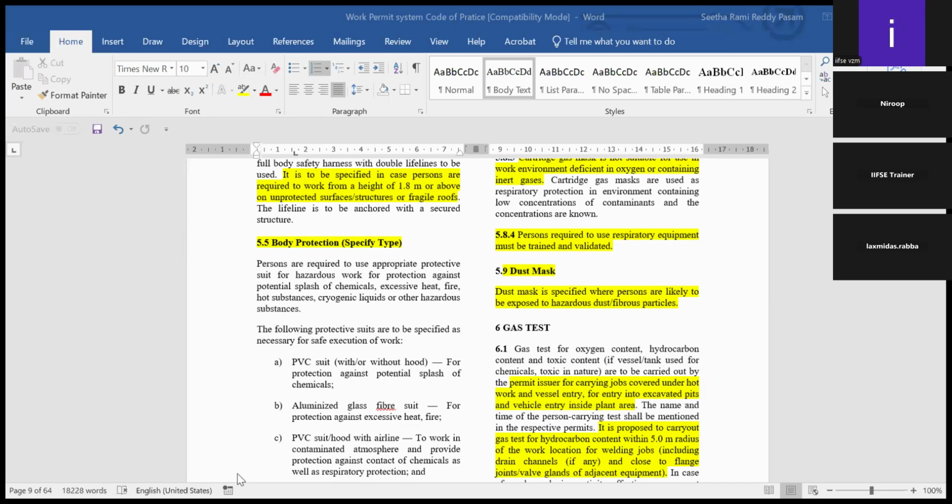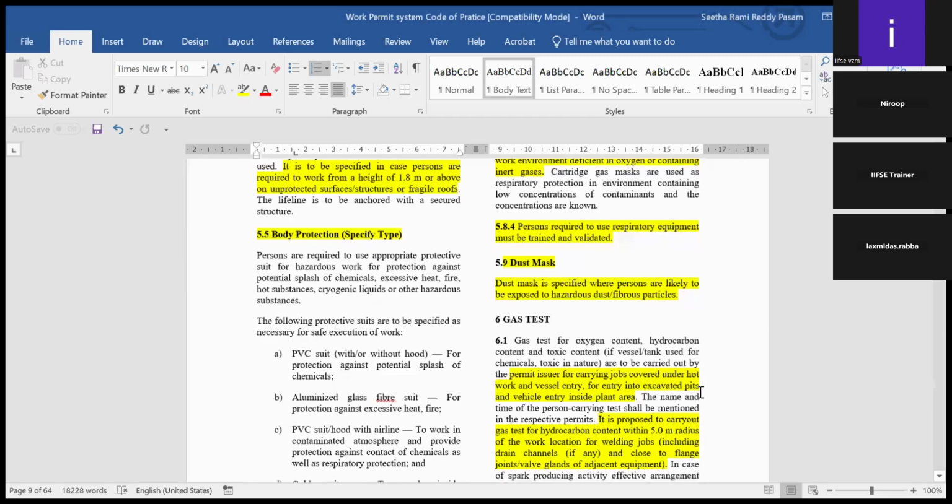Sometimes with a cartridge mask, half face mask or full face mask, if the people are not aware of how to strap that mask, and there is any gap between the face and the mask, then due to the pressure difference the gas can leak, or the oxygen can escape from the mask, or sometimes the chemical can also enter inside the mask. So we have to train them properly.